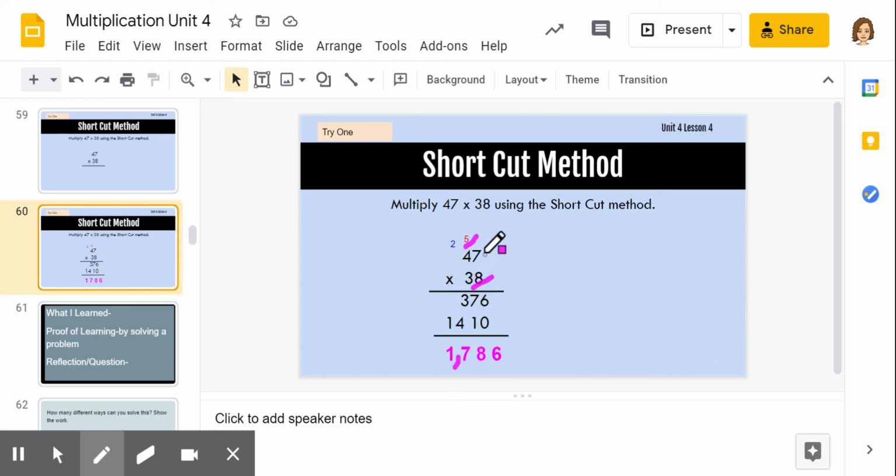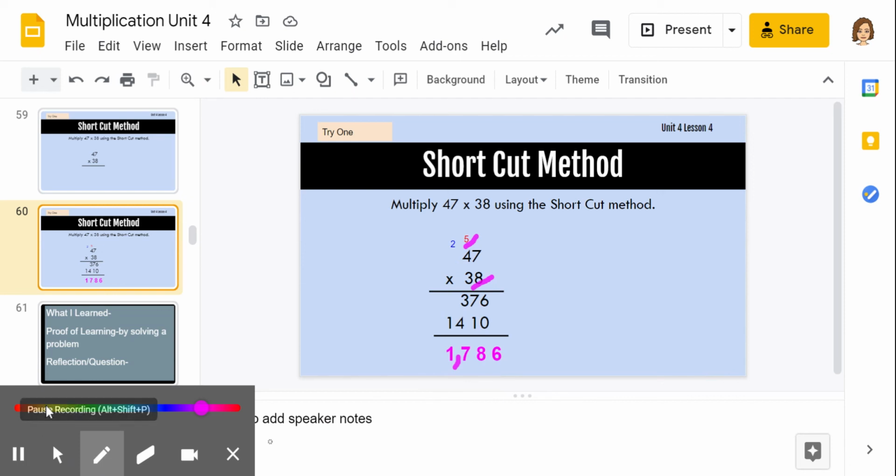Then I did 3 times 7 is 21, put my 1 down, carry my 2. 3 times 4 is 12, plus 2 is 14, and then I just added 6 plus 0, 7 plus 1 is 8, 4 plus 3 is 7, 1 plus nothing is 1, 1,786.